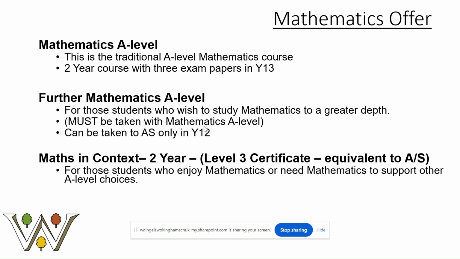And then we also have the Maths and Context course, which is a 2-year level 3 certificate, which is equivalent to an AS level. And this is for students who enjoy maths or need maths to support one of their other A-level choices, but don't really want to go for the full A-Level in mathematics. And this is more of a practical look at maths in the real world, hence the name Maths and Context.